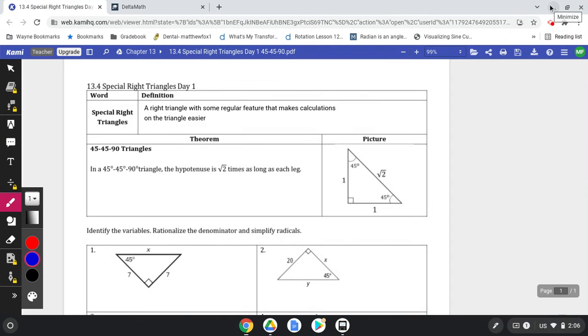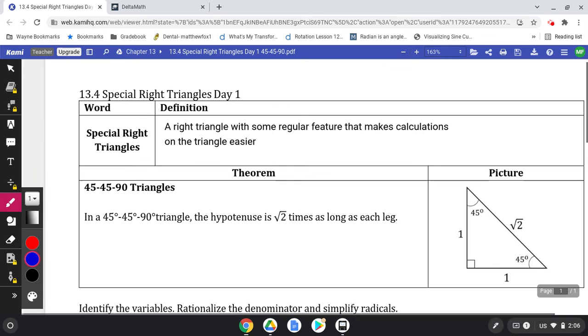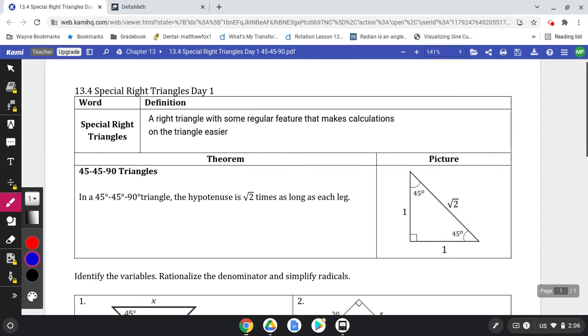Today we need to forget about SOHCAHTOA as we solve these. We are going to be doing something called special right triangles. This is kind of the last thing in chapter 13. Got two different special right triangles. Today we're only going to worry about one of them. That's the 45-45-90 triangle.